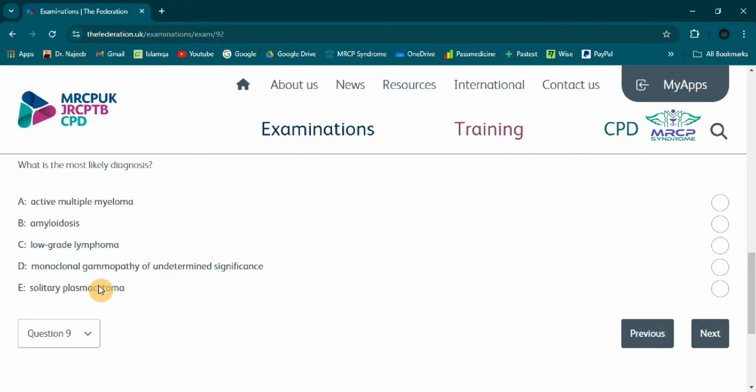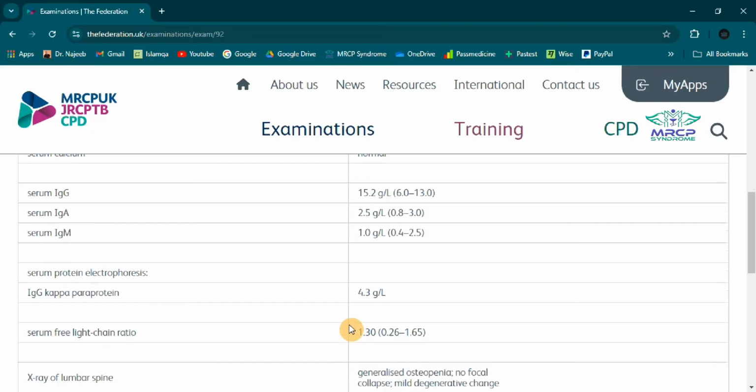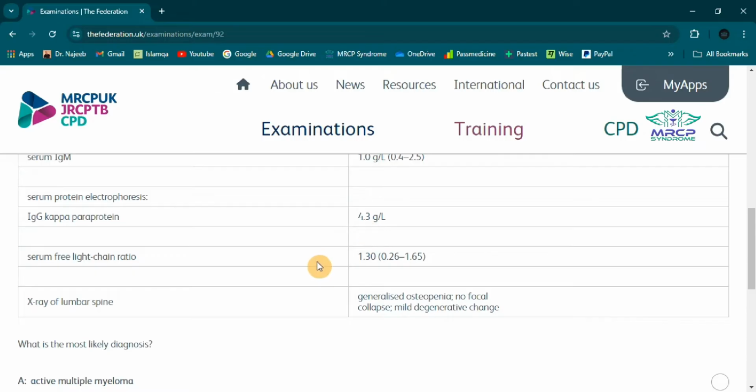Solitary plasmacytoma typically presents with a single lytic bone lesion, or there may be a localized mass of plasma cells, usually detected on plain X-ray of the skeleton, or in case of an MR scan of the thoracolumbar spine. And solitary plasmacytoma will also come up with a much higher paraprotein level, usually close to 30 gram per liter.